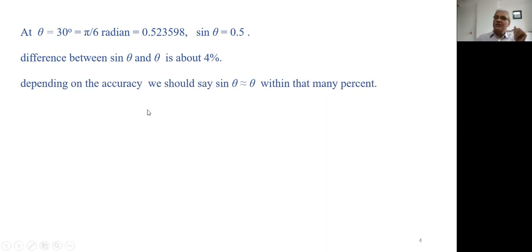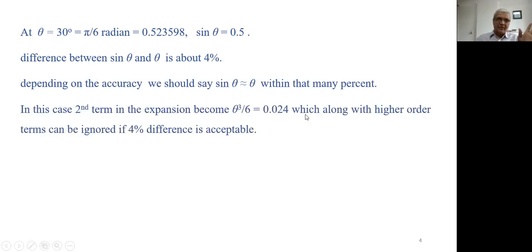So depending on the accuracy, we should say sine theta is the same as theta within these many parts. In this case, if you take the next term after theta, which is theta cubed by 6, it's 0.024, which along with higher order terms can be ignored if a 4% difference is acceptable.